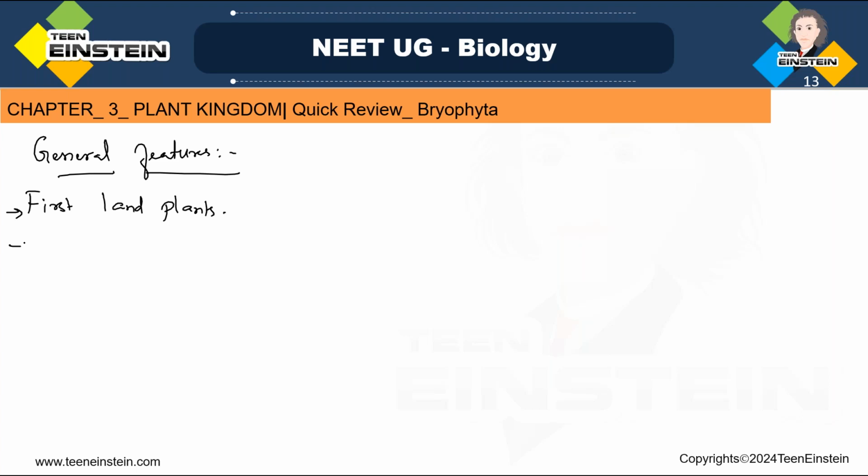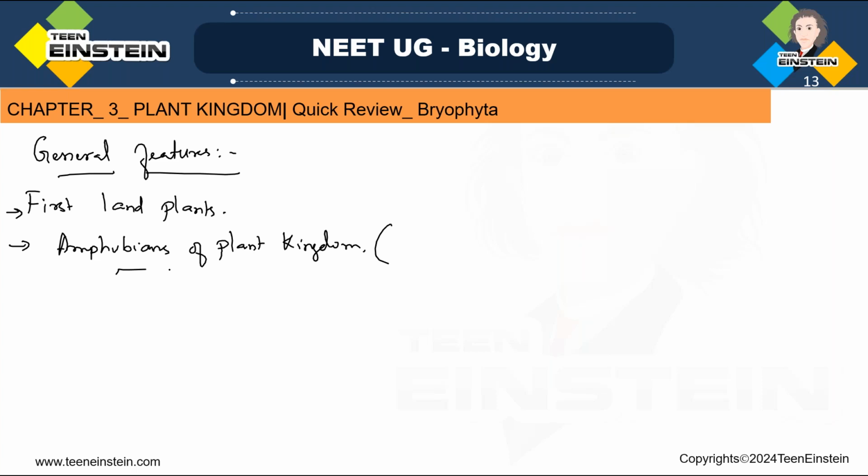And the second point which we want to mention is that bryophytes are called the amphibians of the plant kingdom. They are called amphibians of the plant kingdom because these plants can live in soil, but they need water for their fertilization. So they are living on land and depending upon water for fertilization. Amphibians means they need both land and water, right? So which are the amphibians of the plant kingdom? Bryophytes.